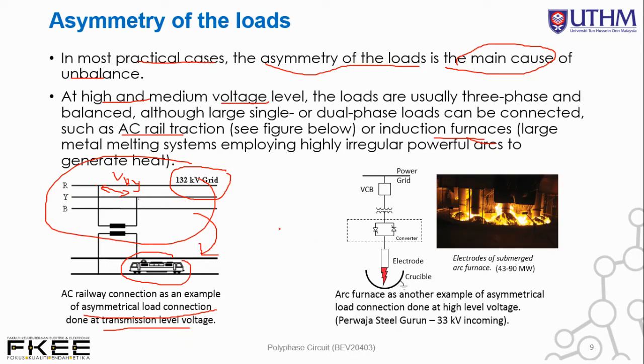So identically, if you move on to the furnace, all right. For example, Power at Gurun, Kedah, where it operates at 30 kV incoming. So the arc furnace is another example of unbalanced or asymmetrical load connection done at high level voltage. All right.